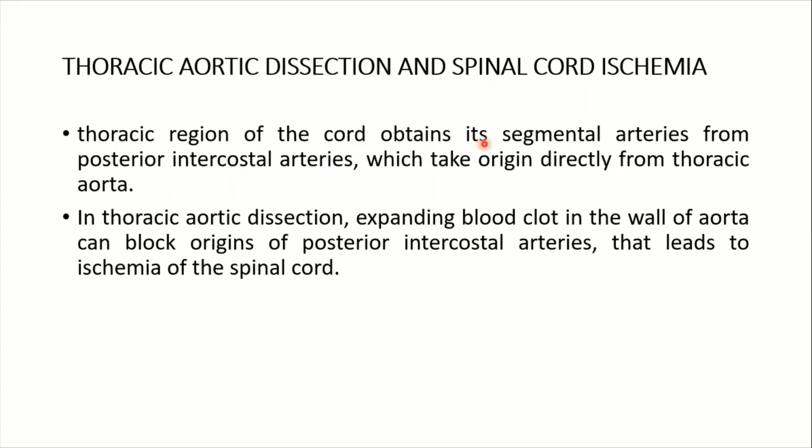The thoracic region of the spinal cord obtains its segmental arteries from the posterior intercostal arteries, which take origin directly from the thoracic aorta. In thoracic aortic dissection, an expanding blood clot in the wall of the aorta can block the origin of the posterior intercostal arteries. That leads to ischemia of the spinal cord, right?